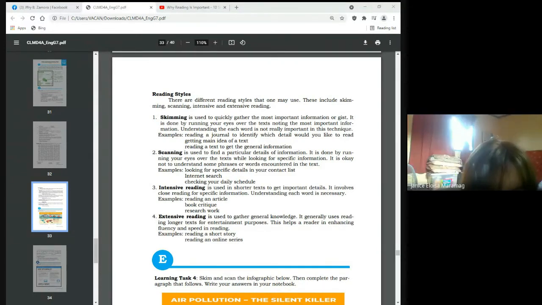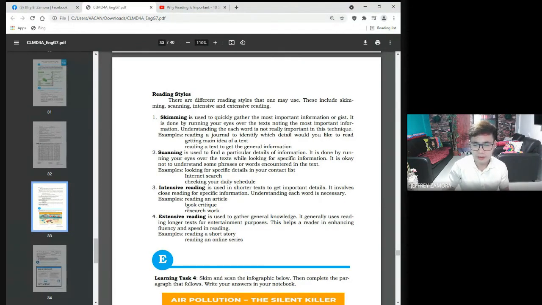Number 3, intensive reading, is used in shorter text to get important details. It involves close reading for specific information. Understanding each word is necessary. Example: reading an article, book, critic, research work. Okay, iba ang research, ha? Intensive reading is used in shorter text to get important details.